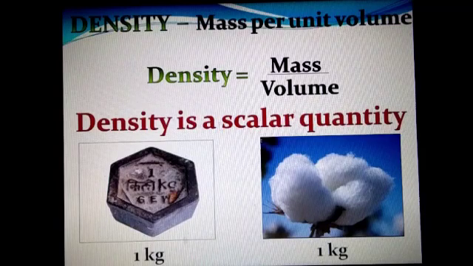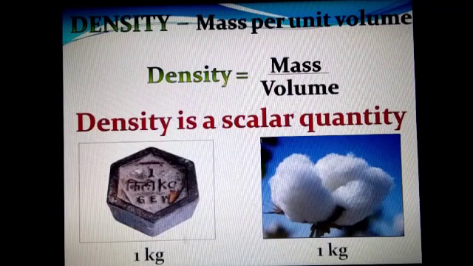Thus, to explain that equal volumes of different substances have different masses, or equal masses of different substances have different volumes, we use a term called density. So, density is defined as: the density of a substance is its mass per unit volume.